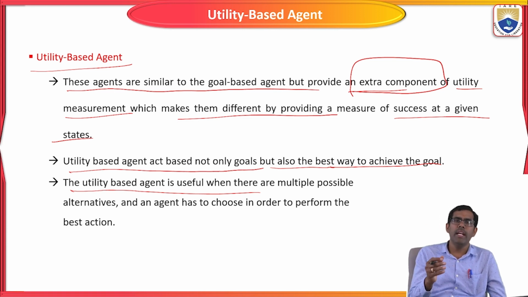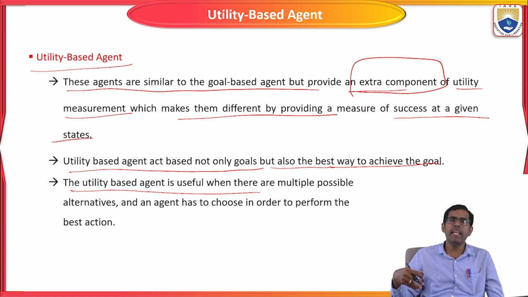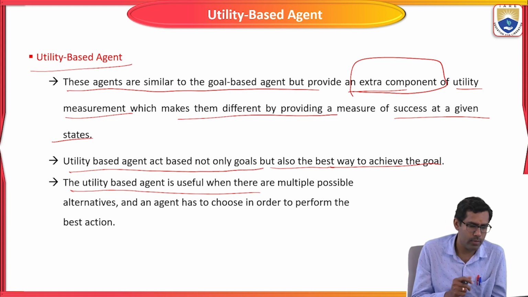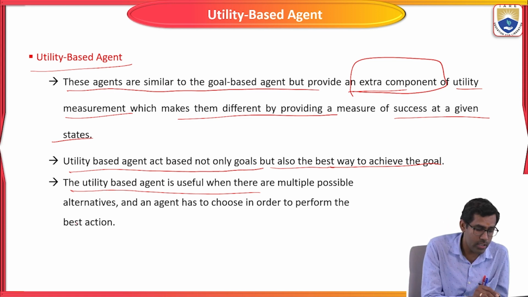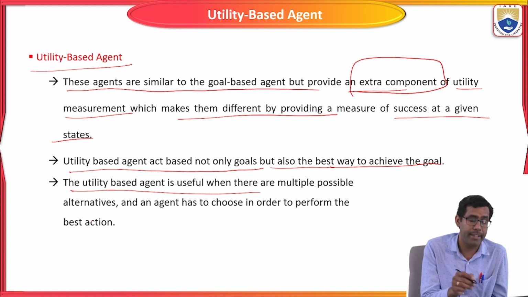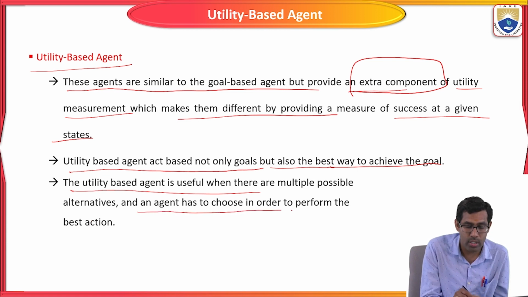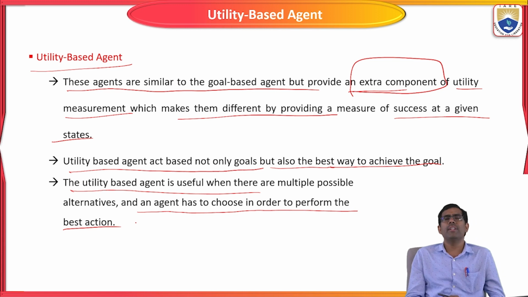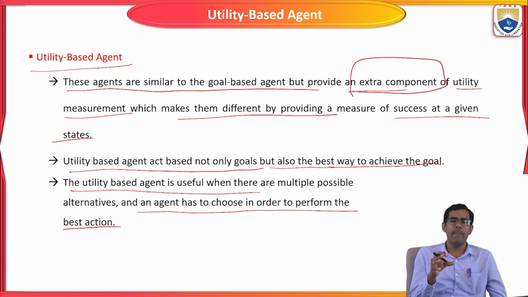So if I'm choosing the bus, the remaining ones are alternative solutions for that particular current situation, right? So the agent will also select among the alternative solutions. The agent has to choose in order to perform the best action. So the agent is going to choose the best option to take some actions, right? So that is the concept of the utility based agent.